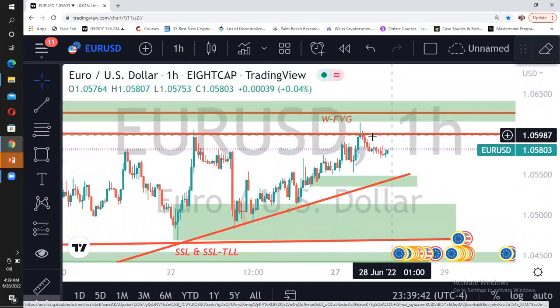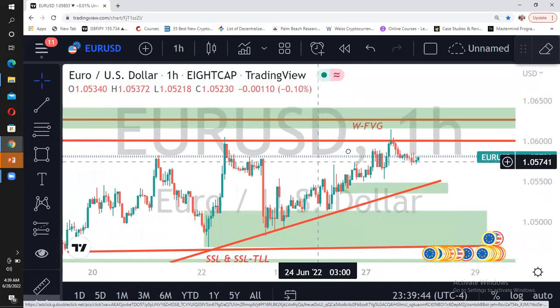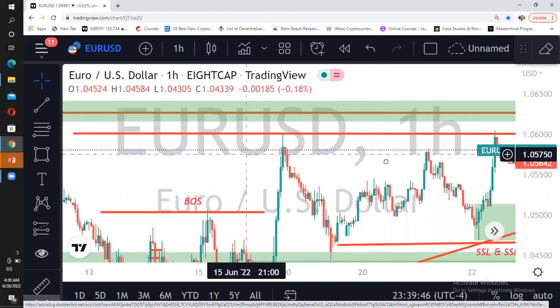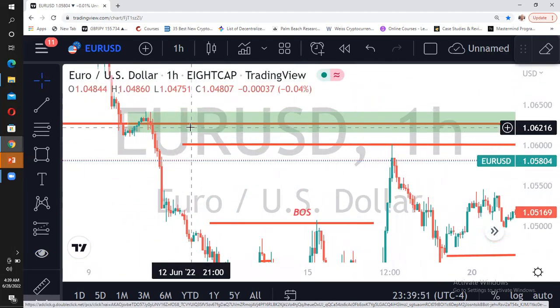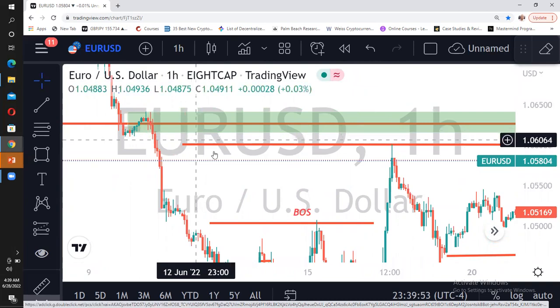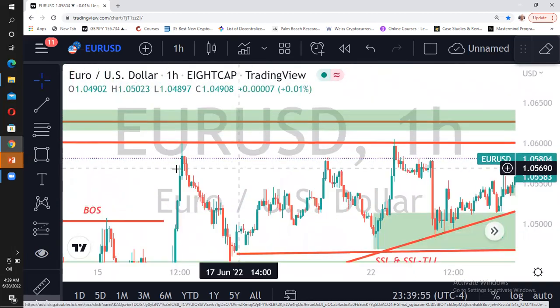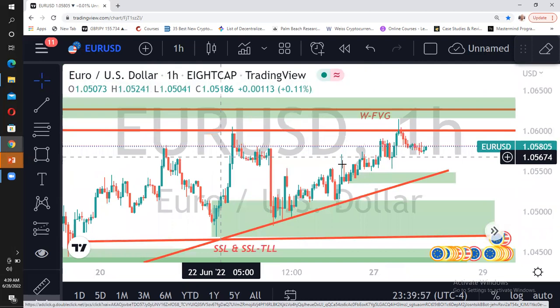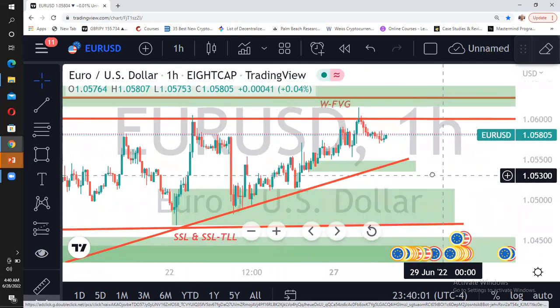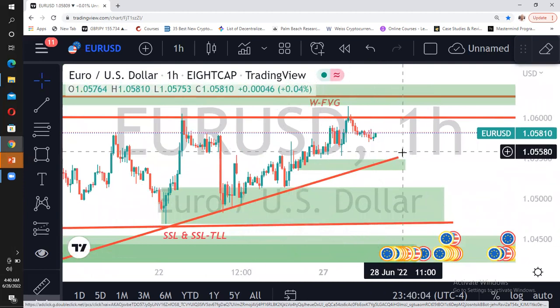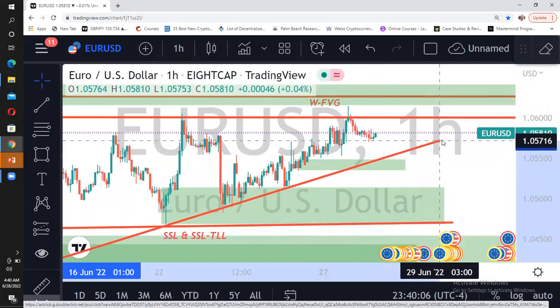Okay. Let's go into this level. As I said, look, you have the FVG here. Go back down. I'm looking for a reason to flush this level.